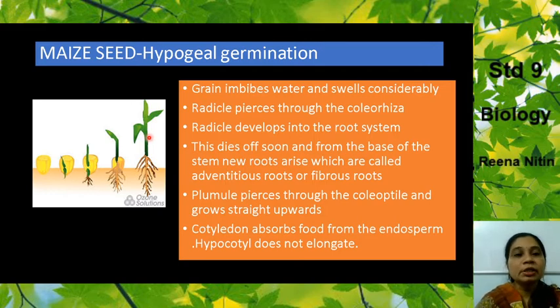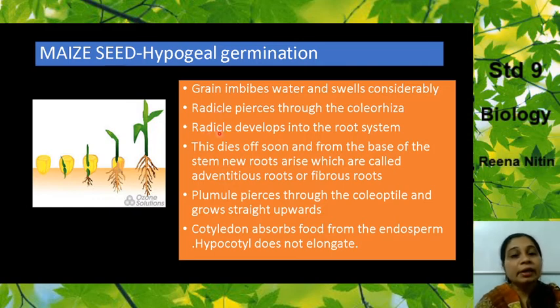Again over here it is a hypogeal germination. Now remember, in hypogeal germination, which part grows first? Which part elongates first? It is the epicotyl. So again the grain imbibes water, absorbs water and swells considerably. The radicle pierces through the coleorhiza. Now what is the coleorhiza? The covering of the radicle. That we studied in the last class.